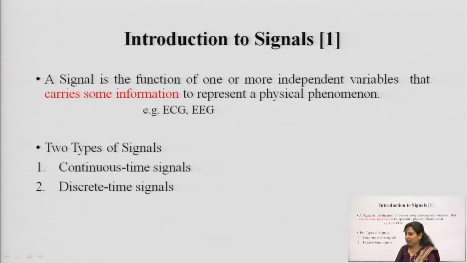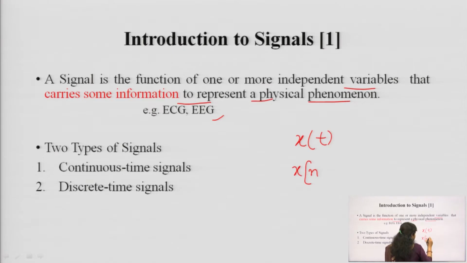So, introduction to signal. A signal is the function of one or more independent variables that carries some information to represent a physical phenomenon. Now, that physical phenomenon can be an ECG signal, can be an EEG signal. So, basically a signal can be a continuous time signal, it can be a discrete time signal. So, there is one independent variable and there is another dependent variable. Let us say I am going to show a signal with this x(t) or I am going to show a signal with this x[n].